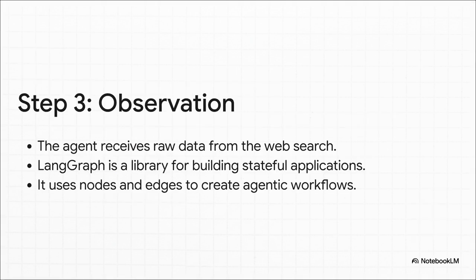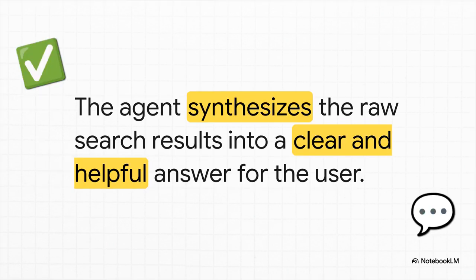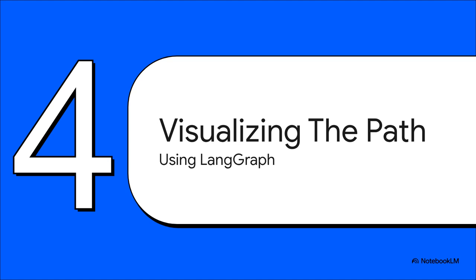Next up is the observation. The tool does its thing, it goes out and scours the web, and it comes back with a bunch of raw search results. This is brand new information from the outside world that the agent can now read and process. And finally, it closes that loop. It takes all that raw data from its observation, uses its amazing language skills to make sense of it all, and puts together a clear, helpful, and accurate answer for you. It successfully used a tool to fill a gap in its own knowledge. Pretty cool, right?